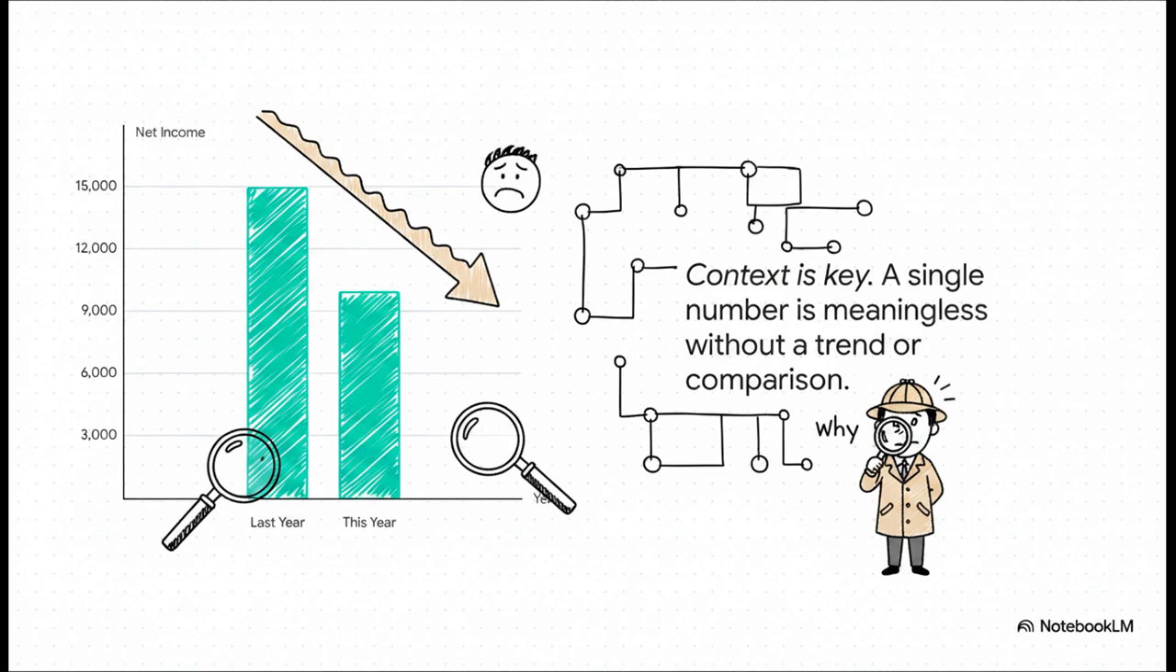But hang on, let's add one piece of context. What if I told you that last year, on the exact same revenue, this company's net income was $15,000? All of a sudden, that 10% net margin this year doesn't look so hot, does it? This is a perfect example of why a single number is almost meaningless. The trend is the story. Profitability is going in the wrong direction, and our job as analysts is to figure out why.